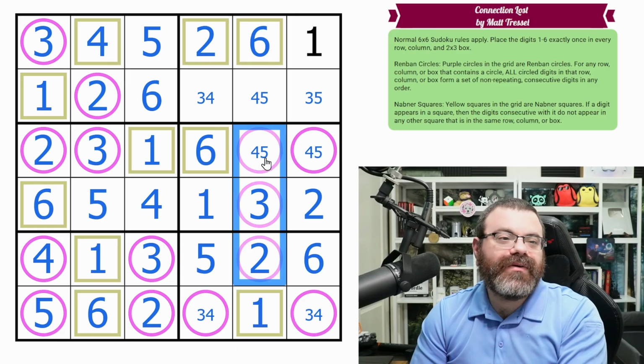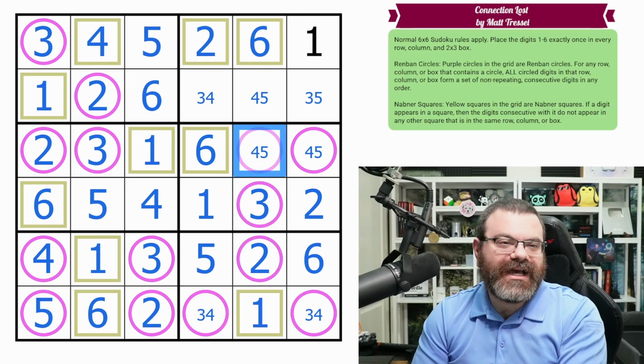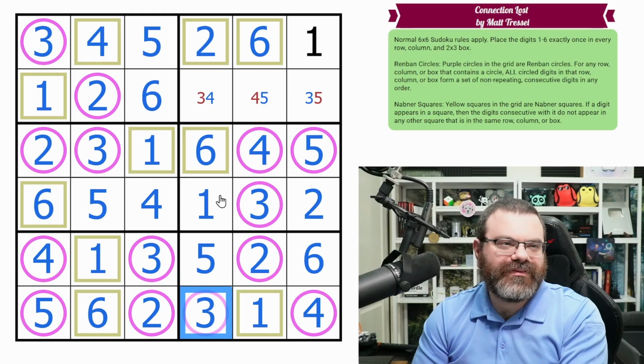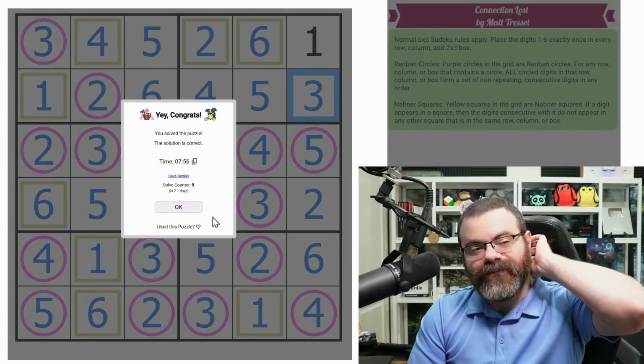What else? Oh, this is consecutive. So this can't be a 5. This is 4 or 5. 5 has to be consecutive with this. That's 4. So that's 3. We get 4, 5, and 3, and we're done.